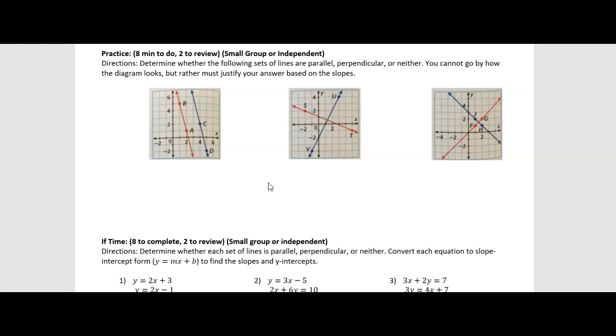Now, it's important not to just look at the diagram. It's important to actually compare the slopes. So you're going to need to find the points. You're going to need to run the slope formula and then decide whether that means the lines are parallel or whether it means they're perpendicular, or maybe they're just neither. So pause the video, take some time to do that, and then come back and check out the solutions.